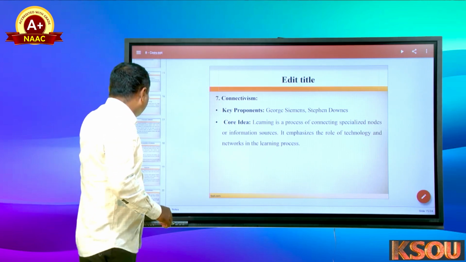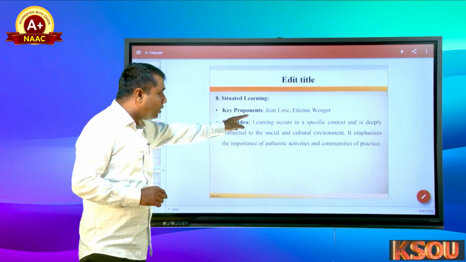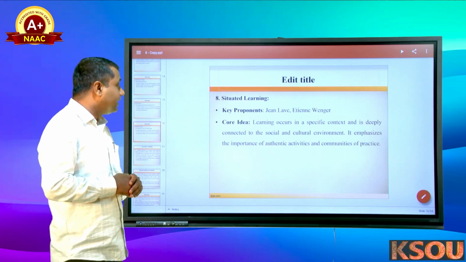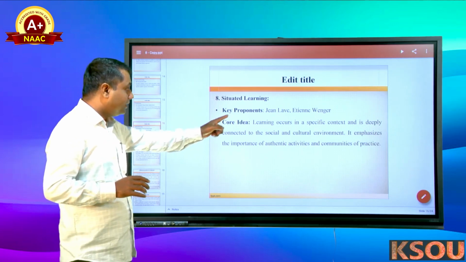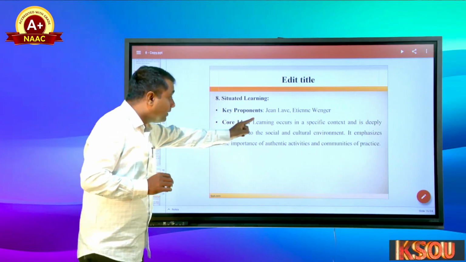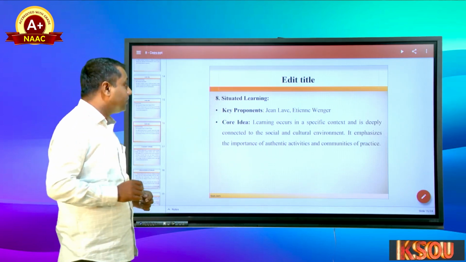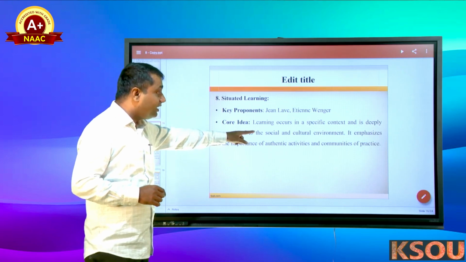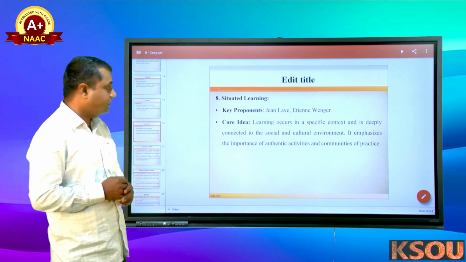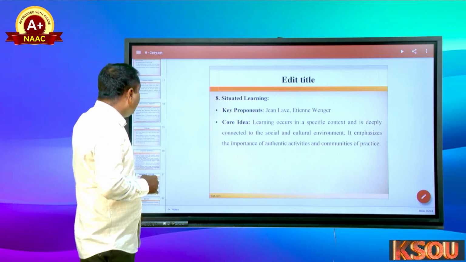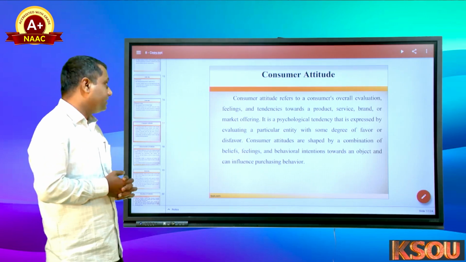The last theory tells about situated learning. What is this learning? Learning occurs in a specific context and is deeply connected to the social and cultural environment. It emphasizes the importance of authentic activities and communities of practice. So, these 8 theories explain learning. These are called learning theories.